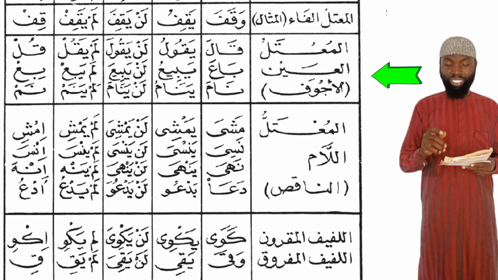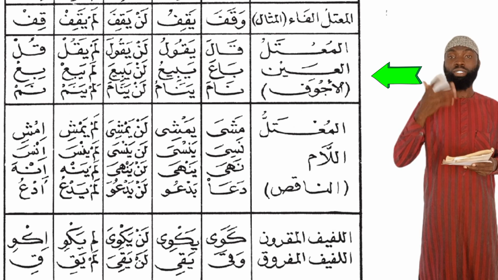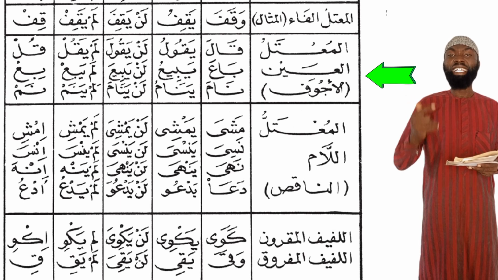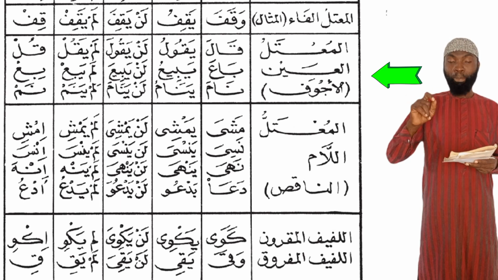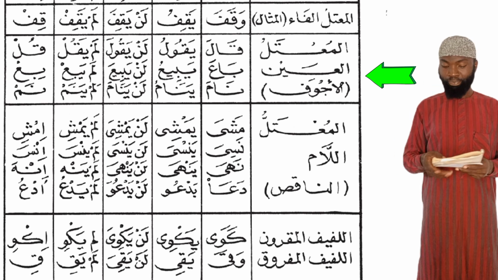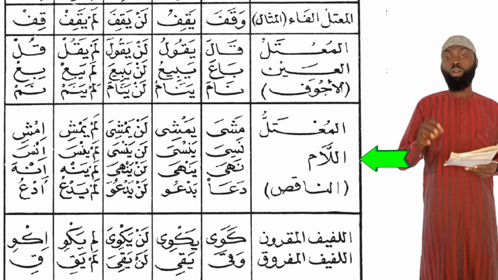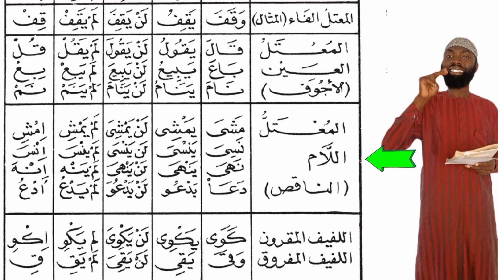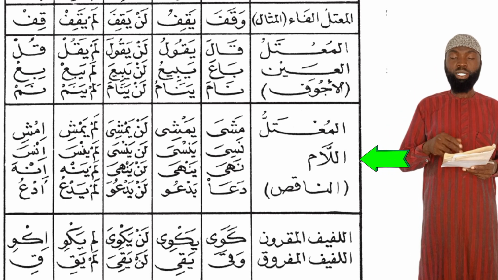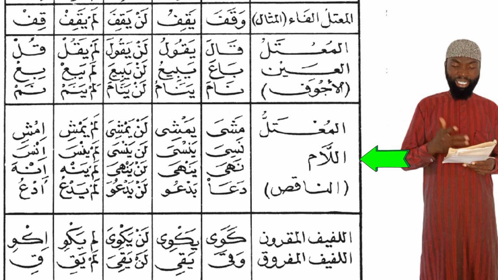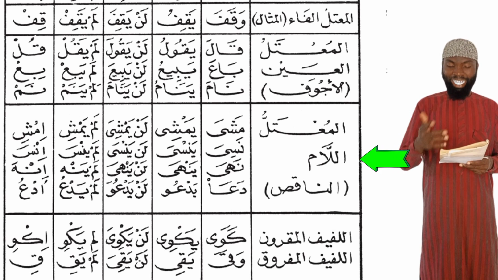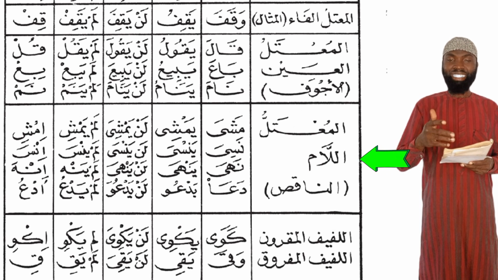And the last category is the one that has the alif there as what? Alif. Yanama, he slept. Yanamu, he's sleeping. Lan yanama, then lam yanam, and we have nam, sleep. The third category is the one which has its last letter as a weak letter. An example is the word masha, yamshi, lan yamshiya, lam yamshi, then imshi, walk. Nasiya, lan yansa, lam yansa, insa.